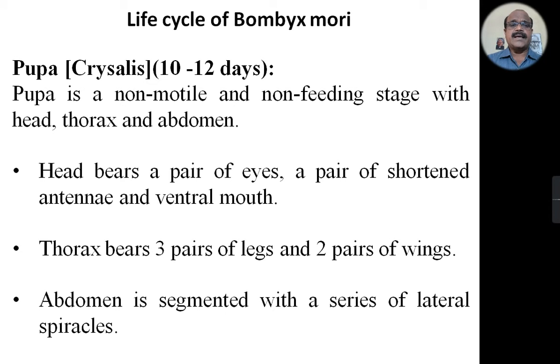The pupa is present inside the cocoon, and it is non-motile. Non-motile means it is not movable, and it is a non-feeding stage. As it is inside the cocoon, there is no feeding at all, because it stopped feeding at the last instar, that is the fifth instar stage only. The pupa has a head, thorax and abdomen. The head bears a pair of eyes, a pair of stalked antennae and a ventral mouth.